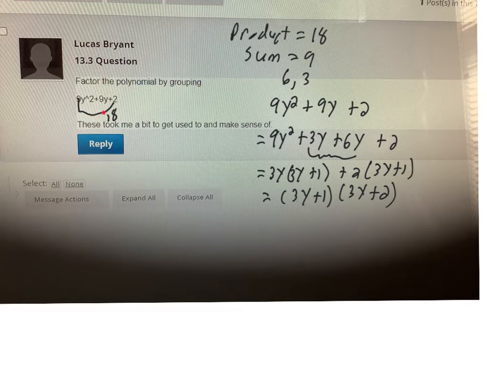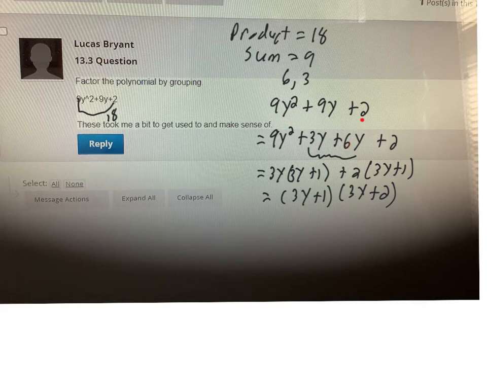So if you multiply that 9 times the 2 there, you get 18. That's the first step. So we need a product that's 18, and we need a sum that's this middle number here, 9. And so 6 and 3, if you multiply, you get 18. If you add, you get 9. So you want to take the middle term here, the 9y, and break it up into 3y and 6y.